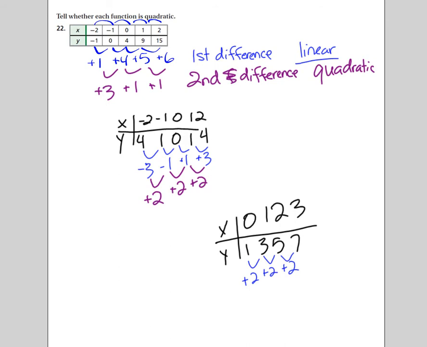It's just a test to see if the function is this. The second difference is a test to see if the function is quadratic. No, this is not linear.